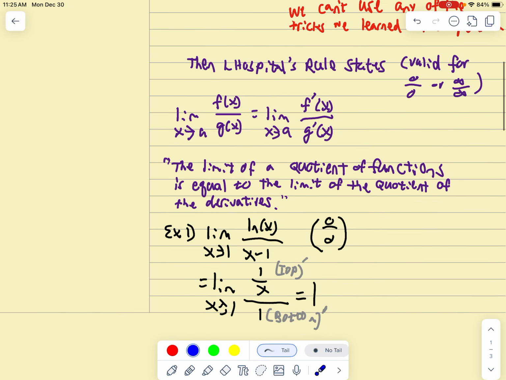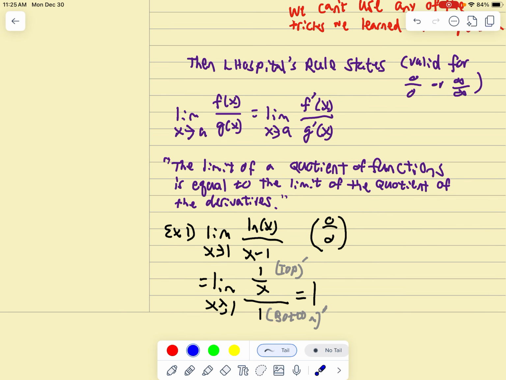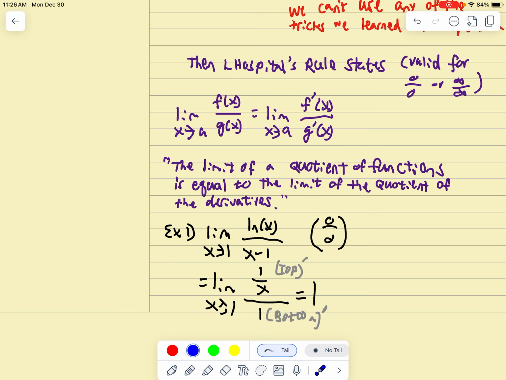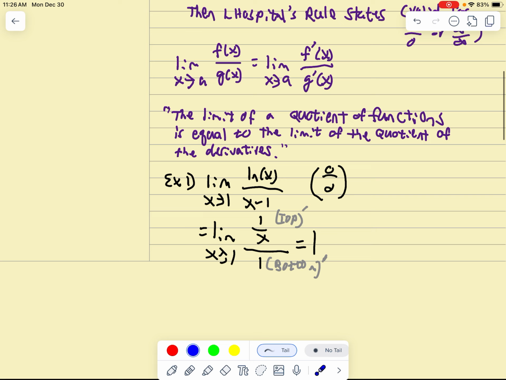That's right. L'Hospital's rule states that the limit as x goes to a of f of x over g of x will equal the limit as x goes to a of f prime over g prime, if it's of the indeterminate form 0 over 0 or infinity over infinity. And in words, I'm reading this, the limit of a quotient of functions is equal to the limit of the quotient of the derivatives.